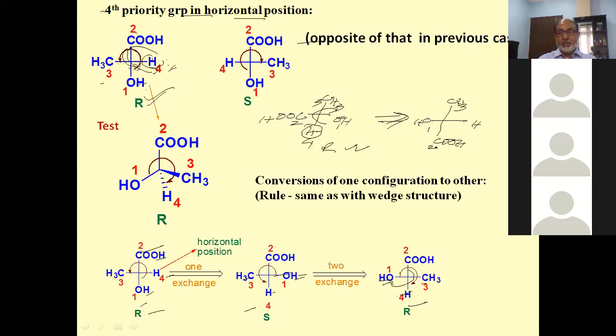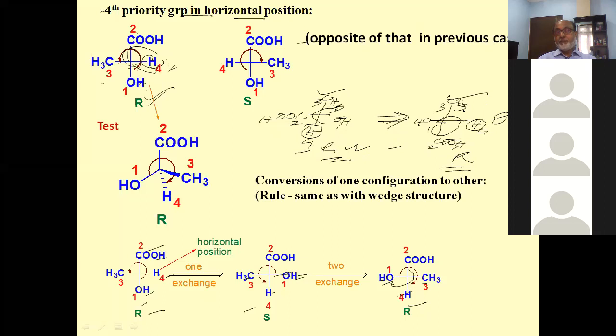1, 2, 3, 4. So 1, 2, 3. What direction you are getting? Anti-clockwise. But because H has come in the horizontal position, so it should be clockwise. That means this is also R. So we can change one structure to the other structure by keeping their configuration intact. R should remain as R. Then only this structure is same as this structure.